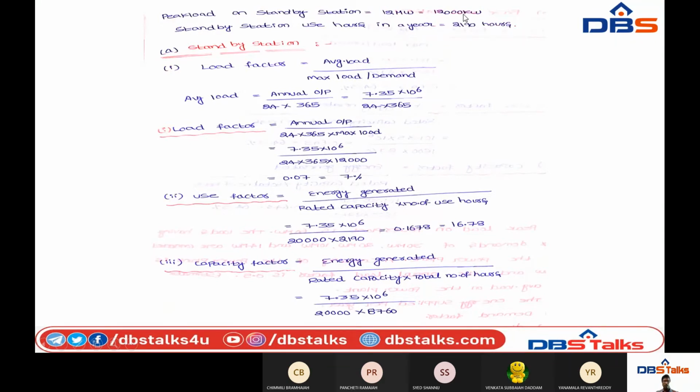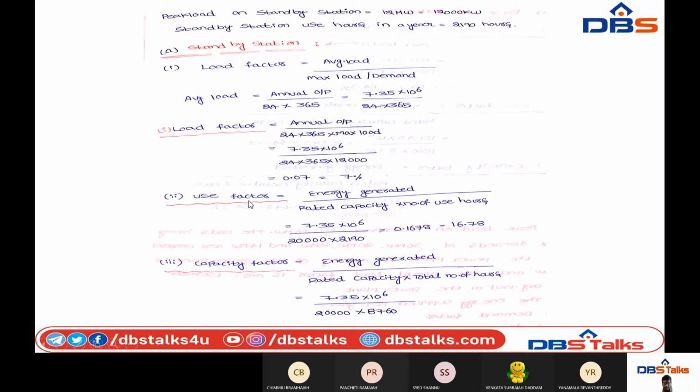Peak load is 12,000. Peak load is also the power quantity that has to be supplied to users at all times in the power plant, that is 12,000. After that, 0.07 multiplied by 100, we get a 7% load factor.